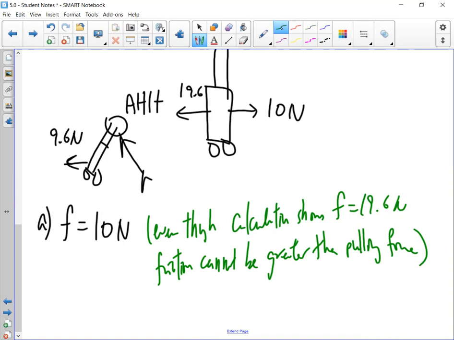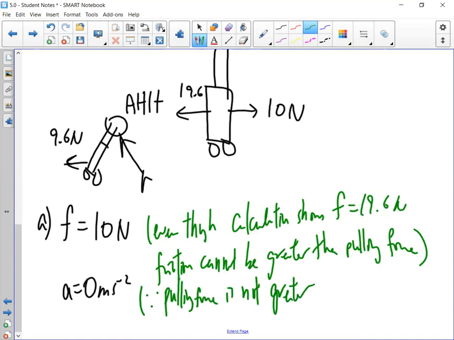And what do you think the acceleration is? Acceleration will be 0 meter per second squared. The reason, you don't have to provide it in the exam, I'm here using green to tell you why: the pulling force is not greater than friction. Or you can say the pulling force cannot overcome the friction, so therefore it's not moving at all.